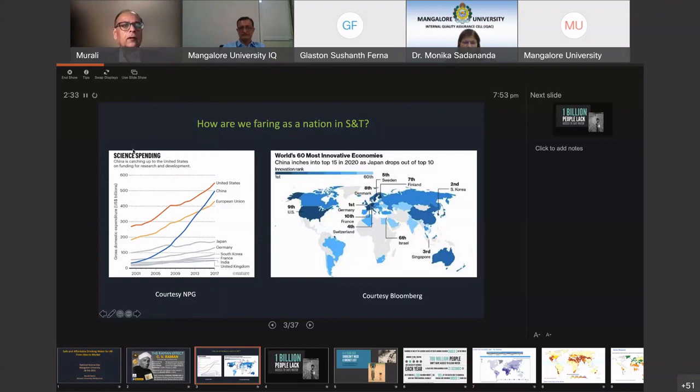So if you look at the science spending of India versus the other countries who are scientific superpowers, if you take the United States, China, European Union, the expenditure for science and technology in India is quite low, and it's understandably so. We still have many other problems to deal with, and there's not a whole lot of money available for science and technology. But that said, there's a clear correlation between how much a country invests in science and technology and the innovation output.